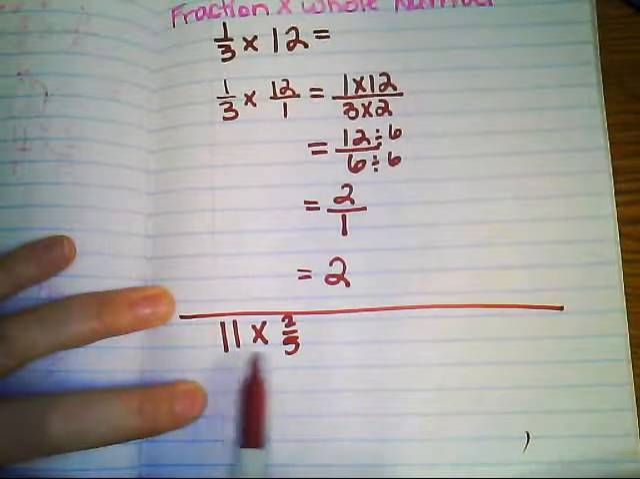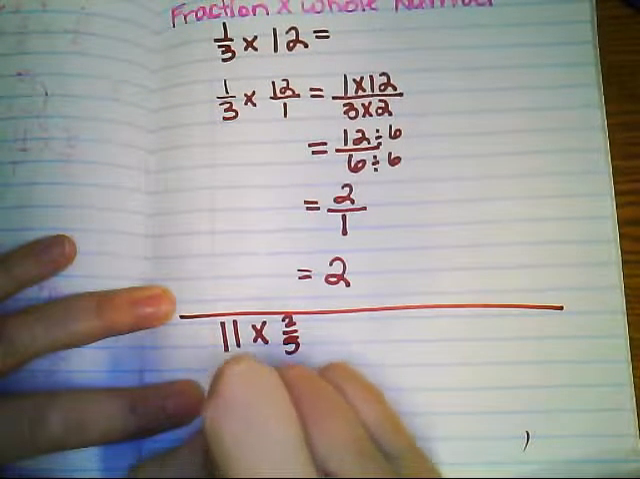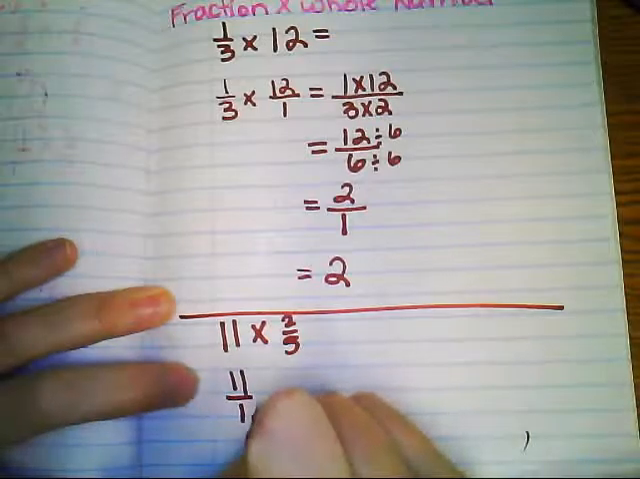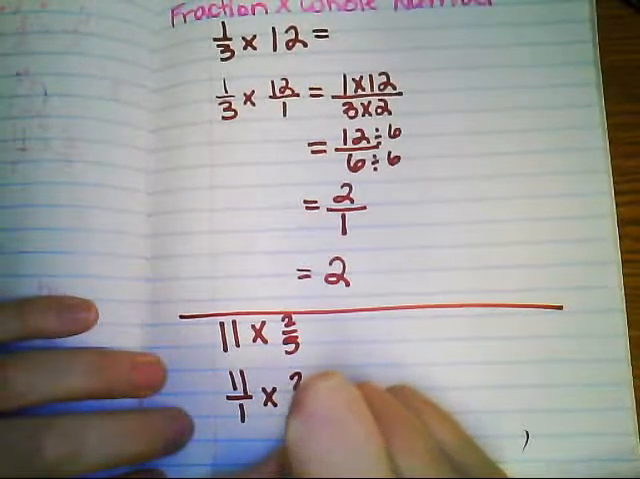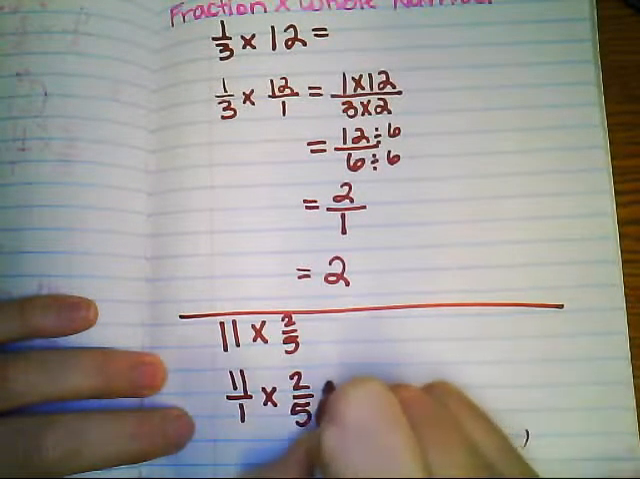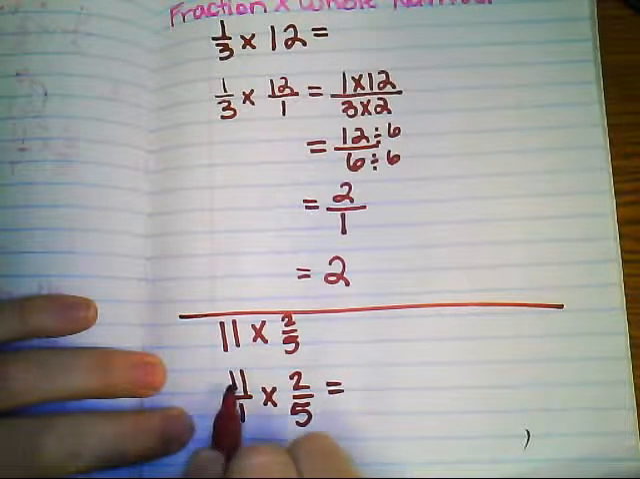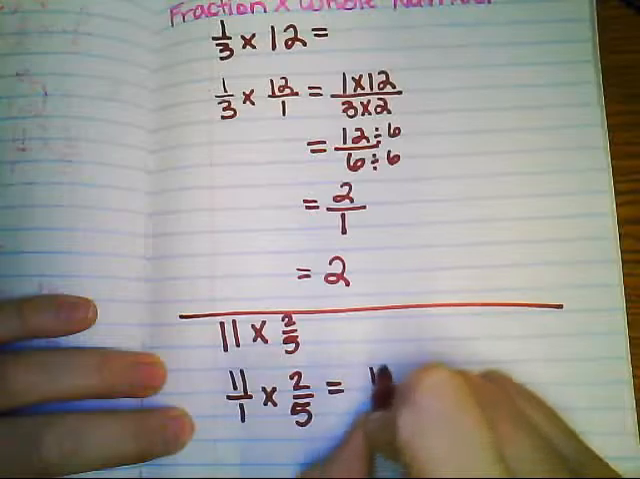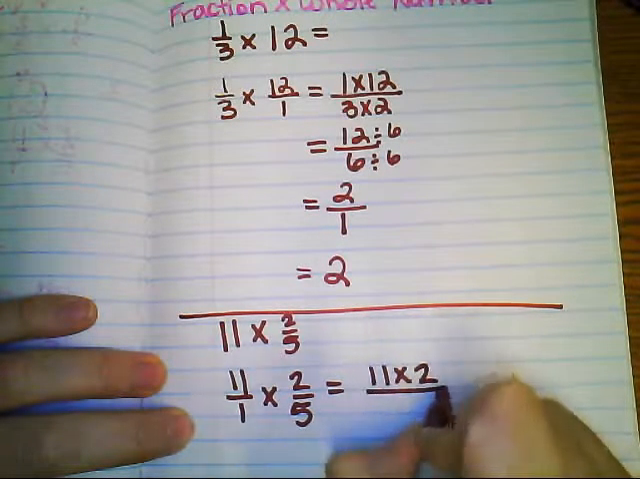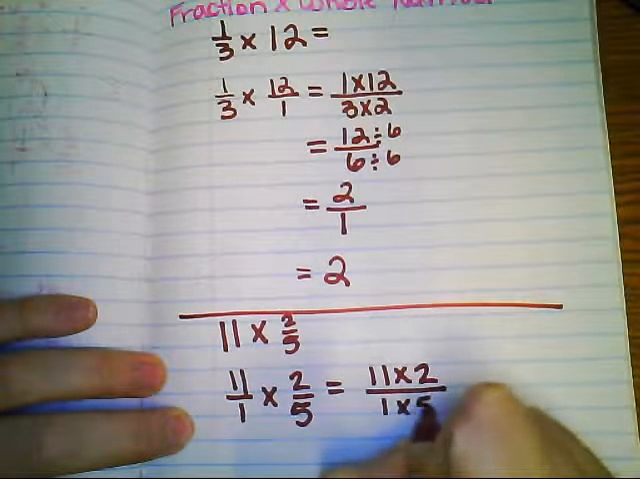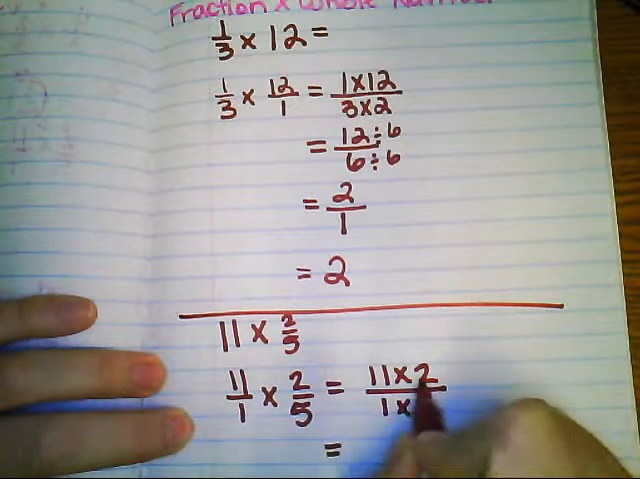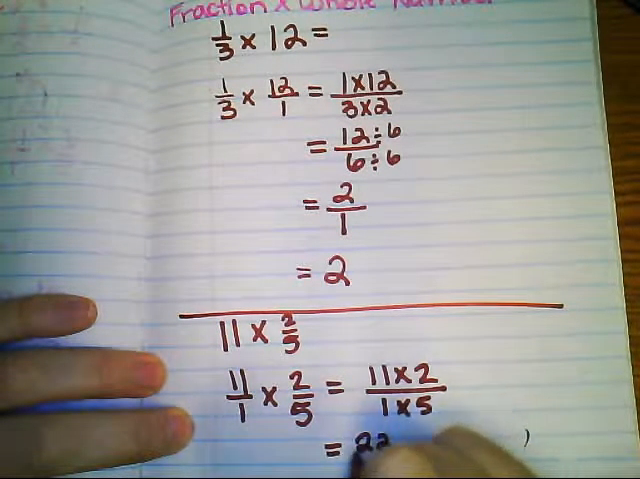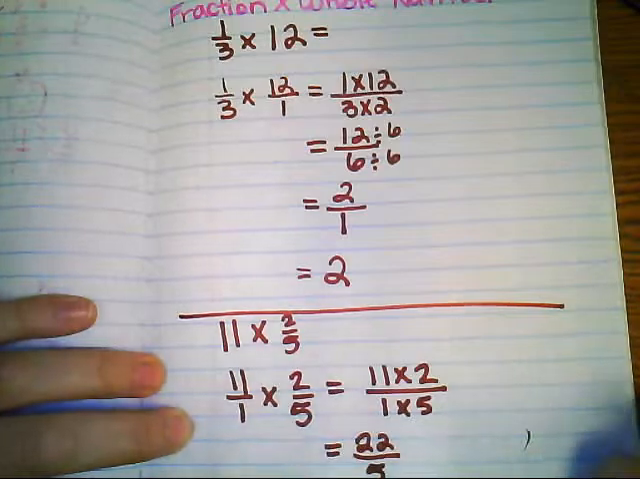So let's go ahead and fix our whole number. We're going to put it over 1 and then we'll multiply by our original fraction, which was 2/5. And now we're going to multiply numerator times numerator, denominator times denominator. So 11 times 2 over 1 times 5. Okay. So that's going to be 22 over 5.